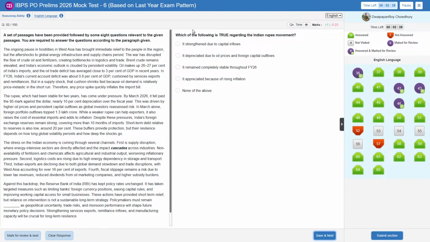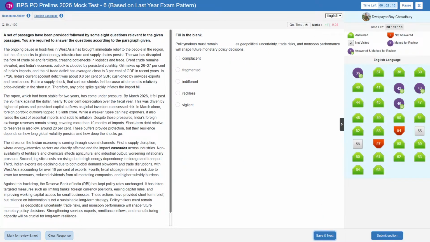I think this one. The following is true regarding rupee movement: appreciated because of, remained completely stable, depreciated due to oil price and foreign currency outflow. RBI's approach: cutting rates alongside targeted relief measures, limiting action to foreign currency, holding rates steady while relying on, kept rates unchanged, stepping back. Policy makers must remain vigilant as geopolitical uncertainties and credit risk will shape the outlook.